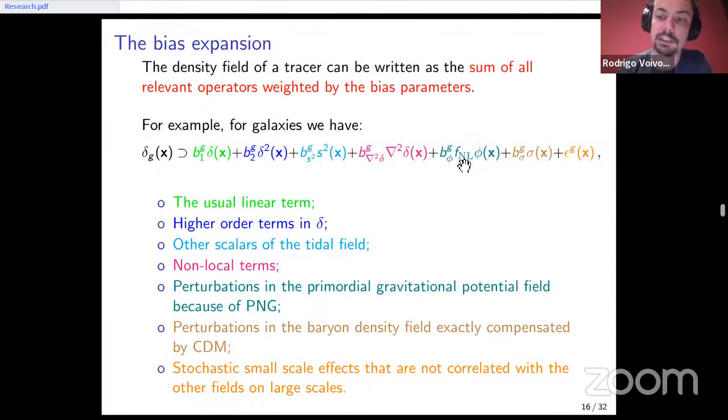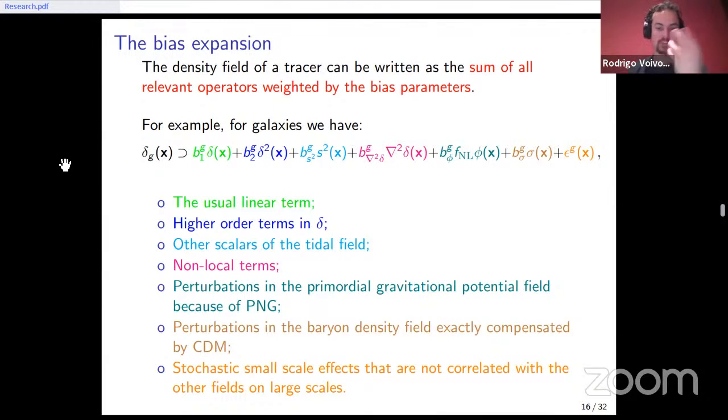have primordial non-Gaussianities. You can also have things like compensated isocurvature perturbations, which are perturbations in the baryon density field that are compensated by the cold dark matter field. So they are basically perturbations that have delta equal to 0 because they just cancel out, but they are perturbations in both fields. And you can also have the stochastic terms that just account for small scale effects that do not correlate with the other fields here.